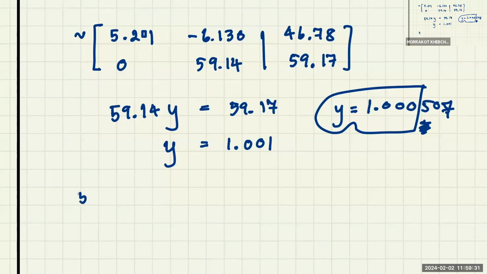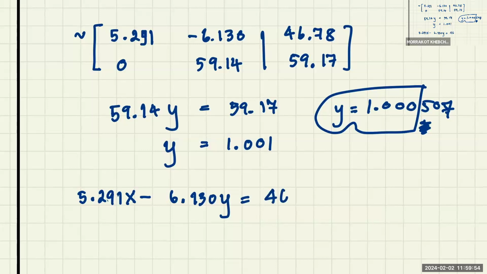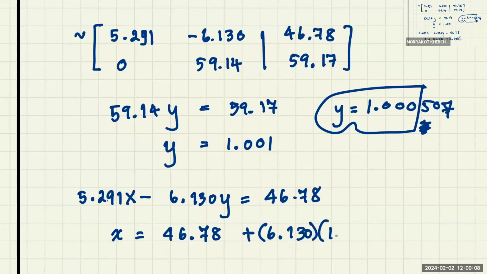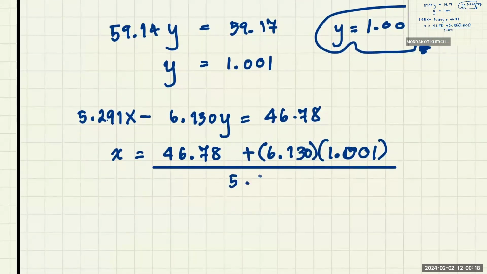And for x, we get 5.291x minus 6.130y equal to 46.78, so x is 46.78 plus 6.130 multiplied by 1.001, and then divided by 5.291.